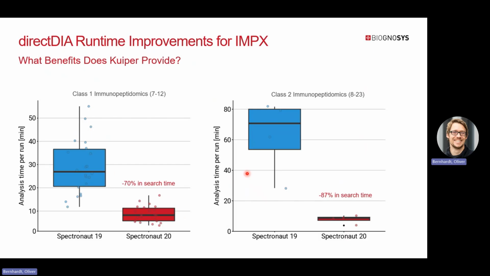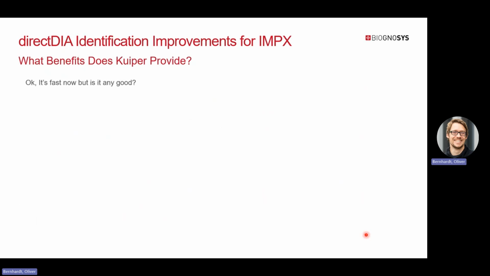For class 2 immunopeptidomics, the drop is even more significant, where we can go all the way down to minus 87% in search time, and also reach search times of roughly 10 minutes per raw file now for a directDIA search. This is quite nice, but obviously just being fast is not very helpful. Is the data also any good? And here I can proudly proclaim now that yes, it is.